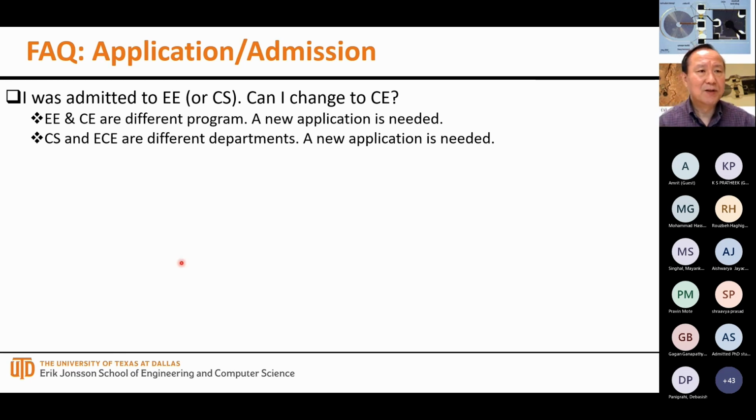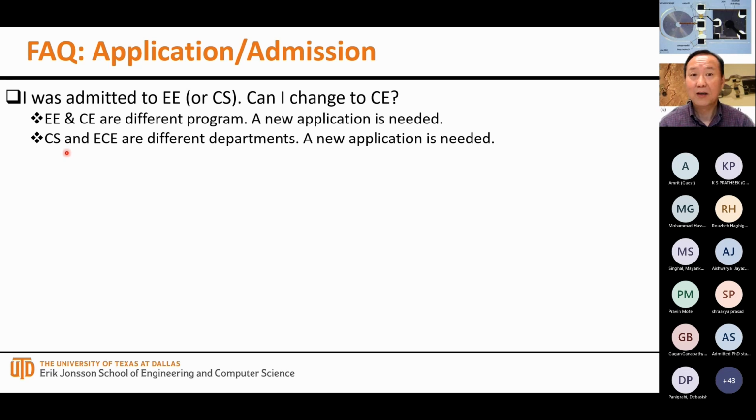Another common question that we receive is: I was admitted to the electrical engineering program or computer science program. Can I change to computer engineering? The answer is no, because electrical engineering, computer engineering, telecommunication engineering, and computer science are all different graduate programs recognized by THECB, the Texas Higher Education Coordinating Board. So even though ECE and CS are different departments, they are all totally different graduate programs. You cannot switch back and forth between graduate programs.